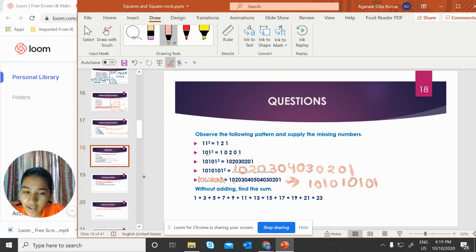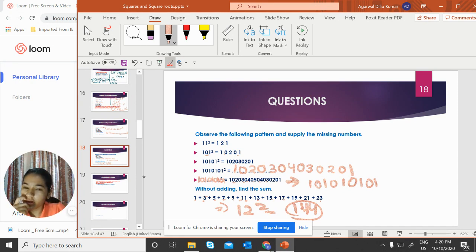Without adding, find the sum. This we had learned. No need to add 1 plus 3 is 4, 4 plus 5 is 9, 9 plus 7. That's not at all required. The simple thing you have to do is count how many numbers there are. 1, 2, 3, 4, 5, 6, 7, 8, 9, 10, 11, 12. It will be equal to 12 square, which is 144. Without adding, we have found it using the patterns.